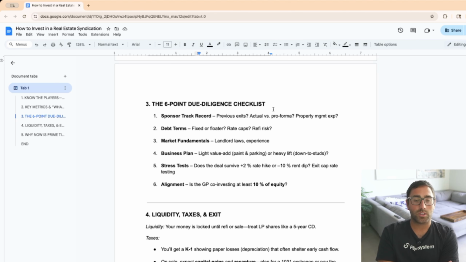Number 2, debt terms. So the kind of debt that they are getting, is it fixed or floating? What are the rate caps? Is there a refi risk? All those kinds of questions you want to be asking. Is it non-recourse debt? Where are they getting the debt from?